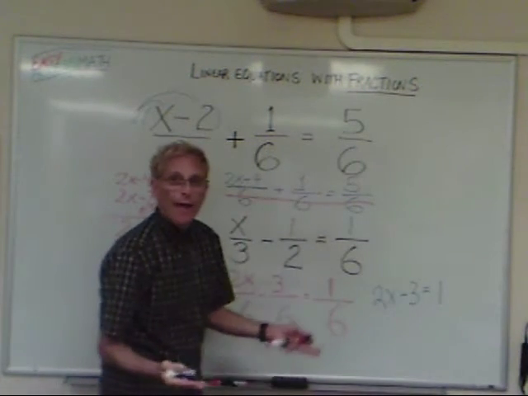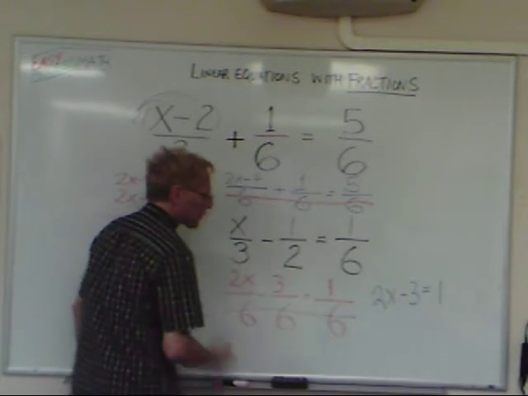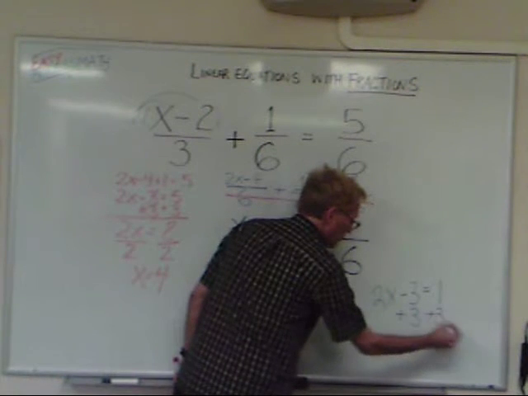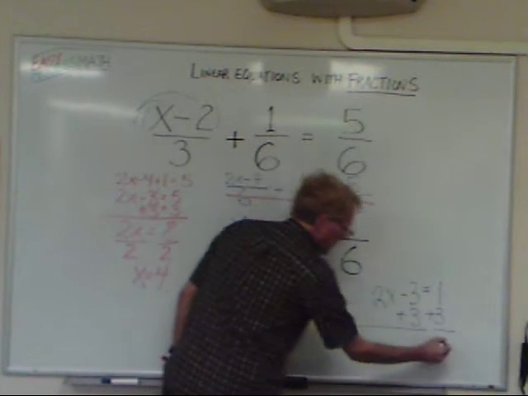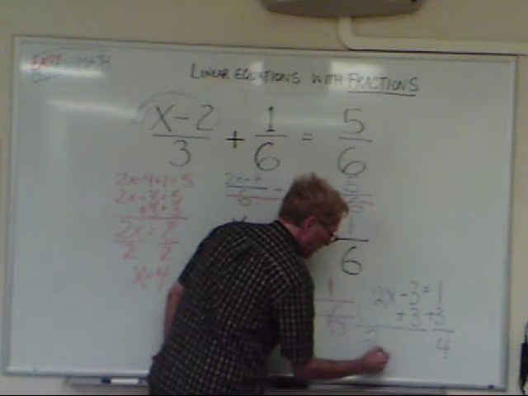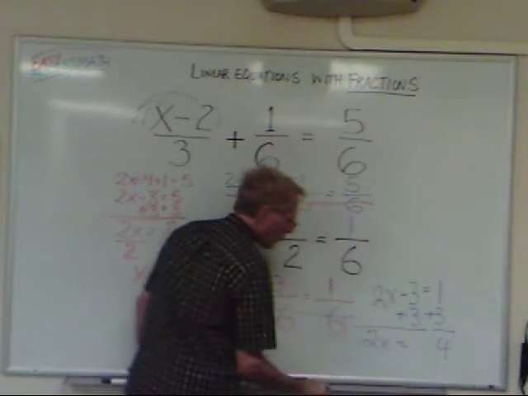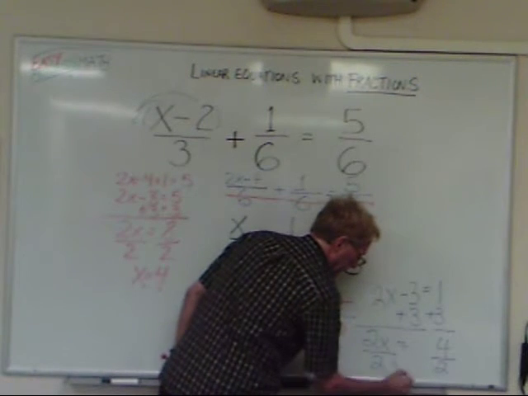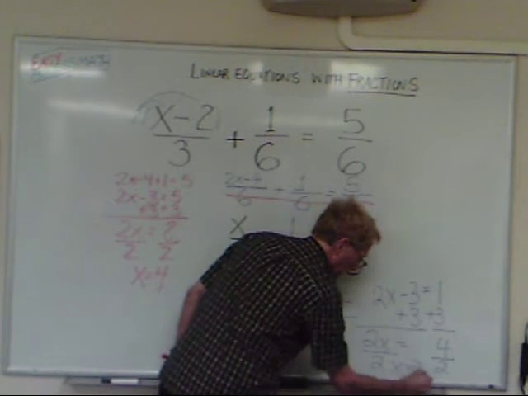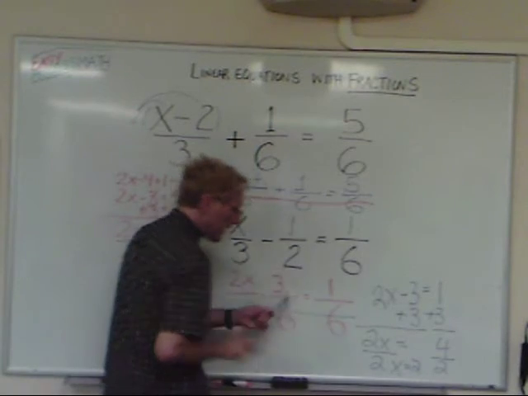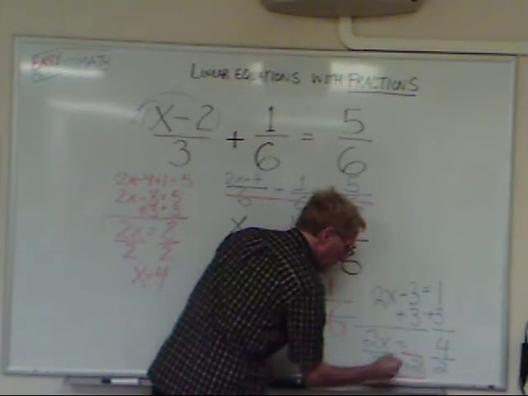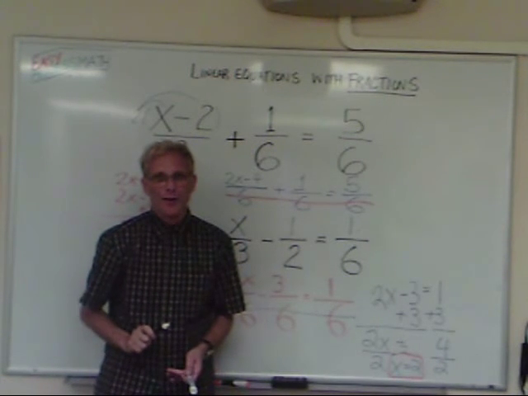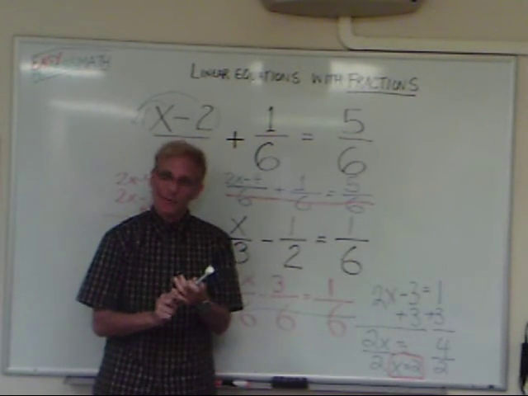And I can just solve that now. Cross out the denominators because they're all the same. Add 3 to both sides. I get 2x equals 4. Divide by 2. X equals 2. And that would be my answer. And that's how you solve a variable with fractions. Get rid of that fraction first. Get the common denominator. Then you can cross it out.